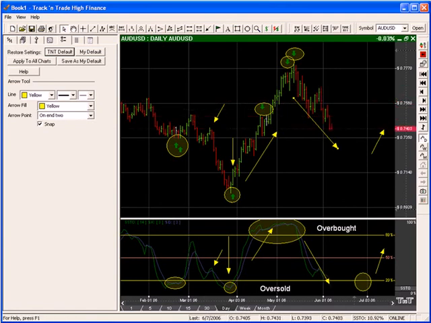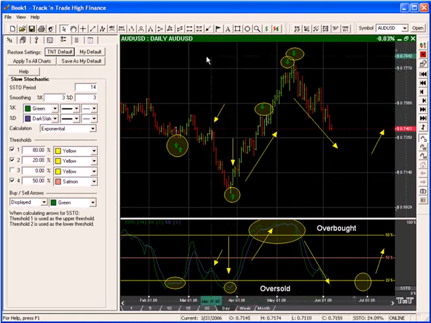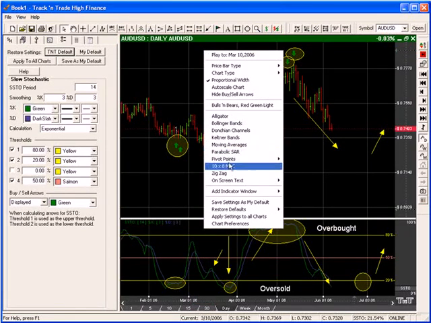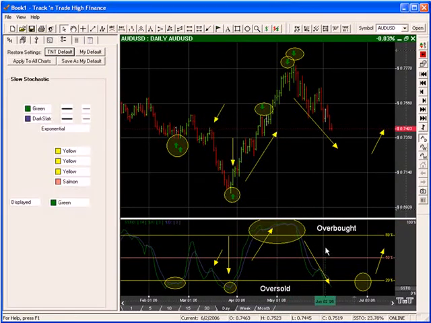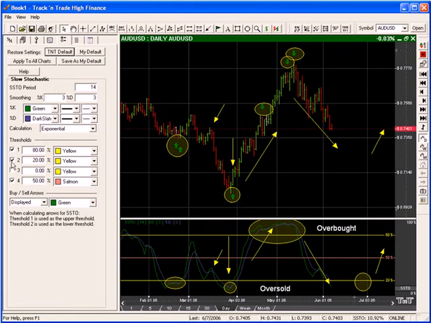Now that's a good explanation of how we use the overbought and oversold indicators within Track and Trade. There are a number of overbought and oversold indicators in Track and Trade. And as you come down here and go through the Add Indicators window and you turn them all on and off, you'll find that a number of these are overbought and oversold indicators. And you'll know that by looking at the different settings over here and noticing the thresholds and what the rules are for those thresholds.